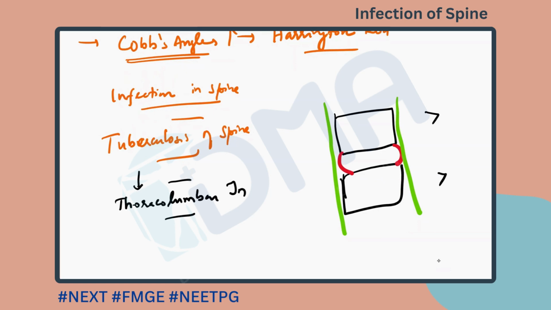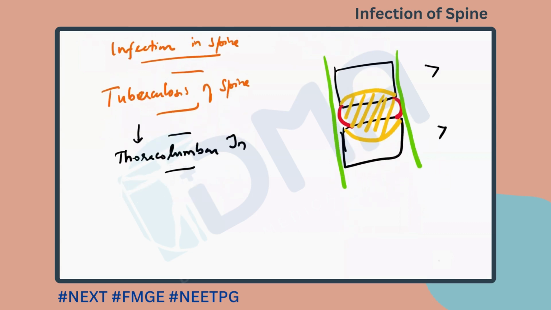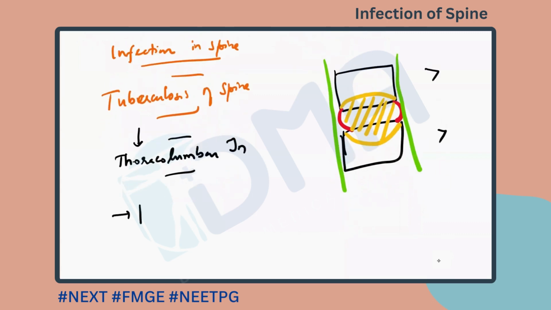When TB occurs, the infection is seen in the paradiscal portion. So, paradiscal TB is the common type.